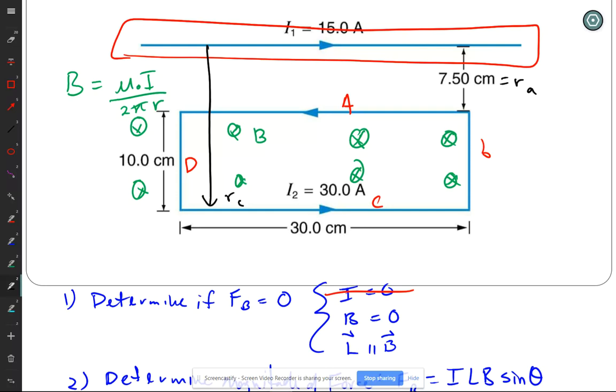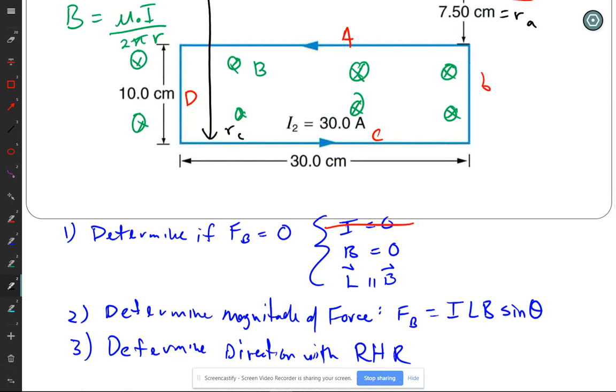So now we can go back and answer more easily, is the magnetic field zero on any of the sides? No. Okay. Then finally, is the length parallel to the magnetic field on any side? No. So we got rid of all of the zeros.